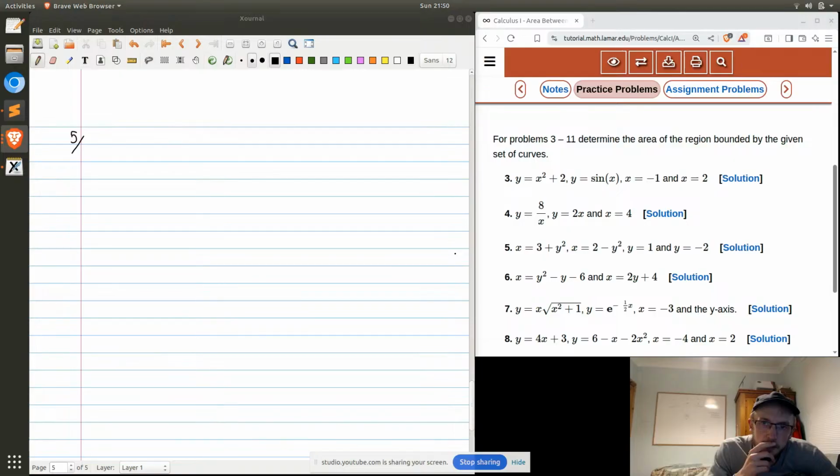2 parabolae and two horizontal lines. Two parabolae, one opening to the right and one opening to the left. And just do it.